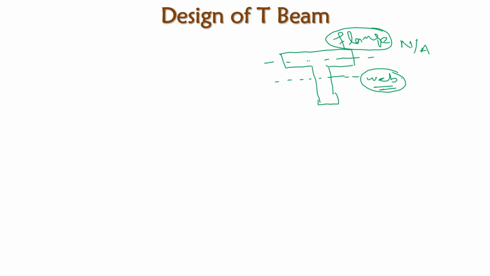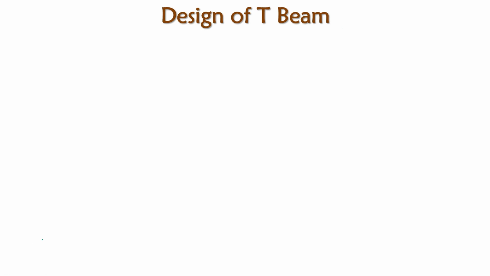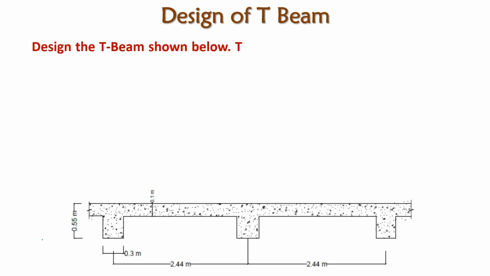So basically, we have discussed this design example in the last video lecture. In this video lecture, we will discuss how to design a beam if the neutral axis lies within the flange section. So to start with the lecture, I have included an example so that we can discuss everything relevant to that specific example.